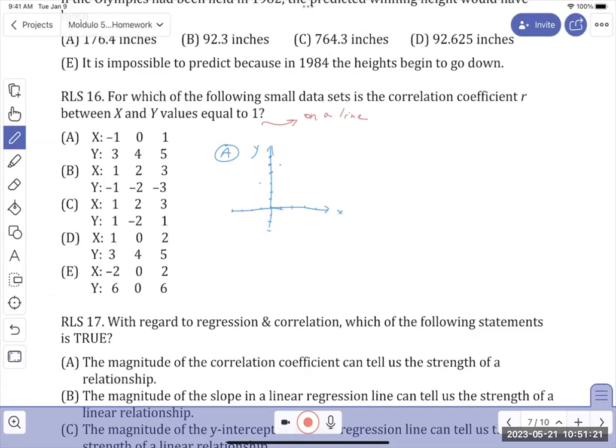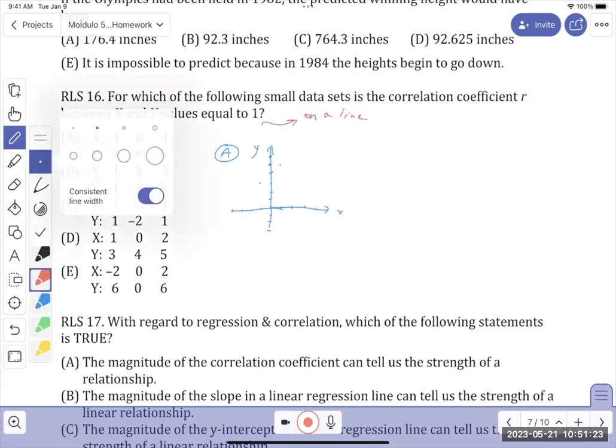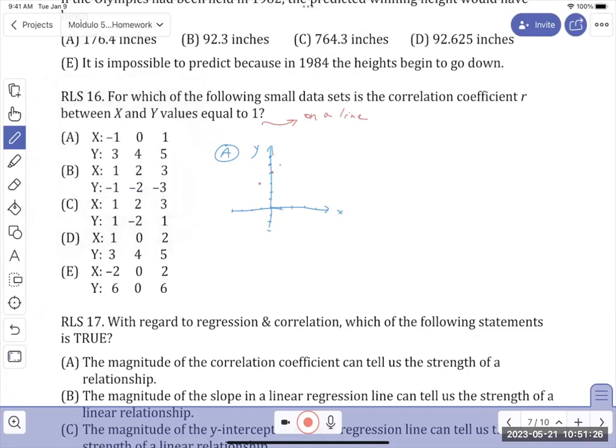So that looks like a line, right? Yes. So this looks good. Look at the other patterns. As X is getting higher, Y is going lower and lower. So as X is getting higher, Y is going lower and lower. That's a negative relationship, right? So that's not the answer.